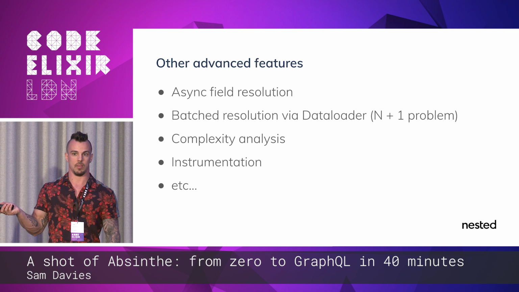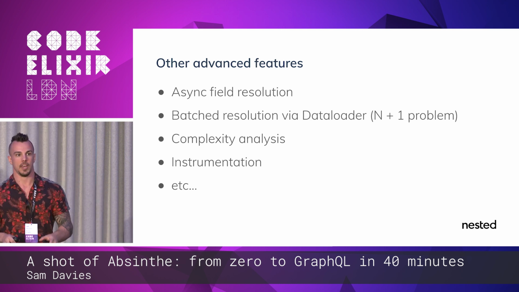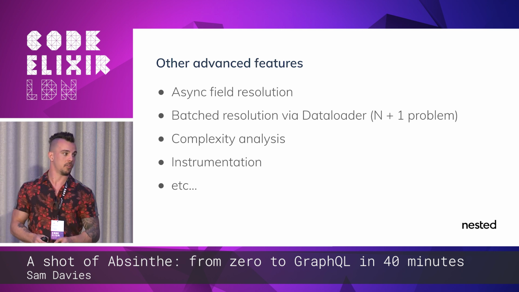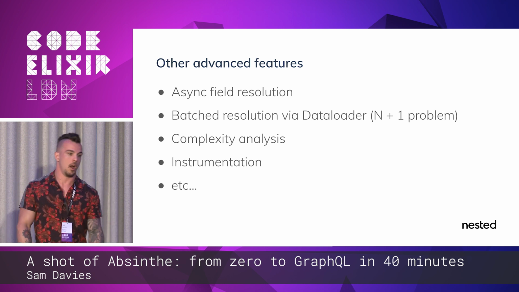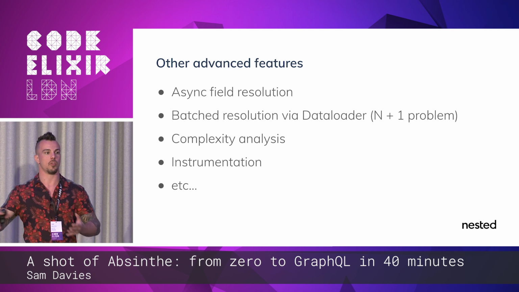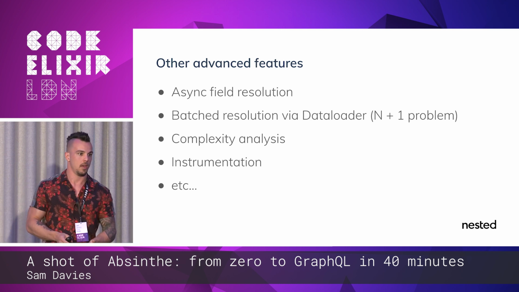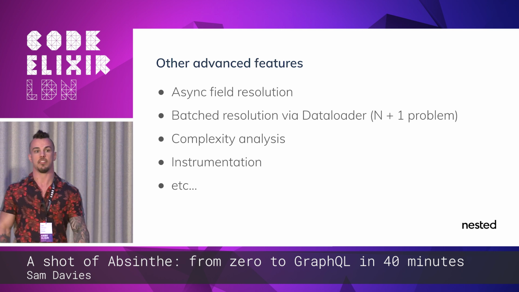What you want to be able to do is the minimum number of queries to get the data that you asked for. And Absinthe gives you some very powerful tools to be able to do that. Built in, it's got this asynchronous field resolution, which is a very simple way of doing it. You also got a tool called Dataloader, which is sort of separate, but also maintained by the Absinthe maintainers. And Nested is quite a major contributor to this library because we use it extensively.